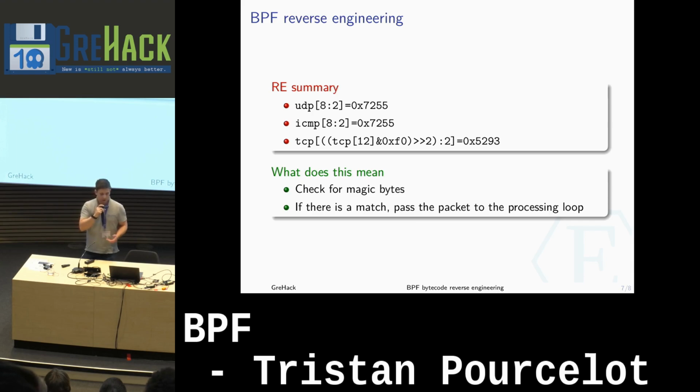for 2 magics, one for UDP and ICMP, and another one for TCP protocols. And if the packet matches these magics, it is passed to the processing loop, and the malware can now continue to execute the attacker's command.